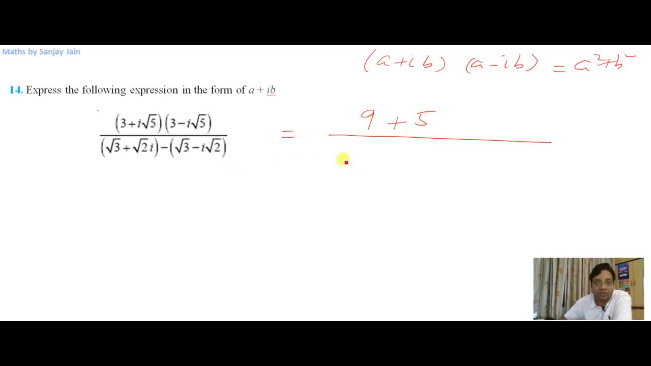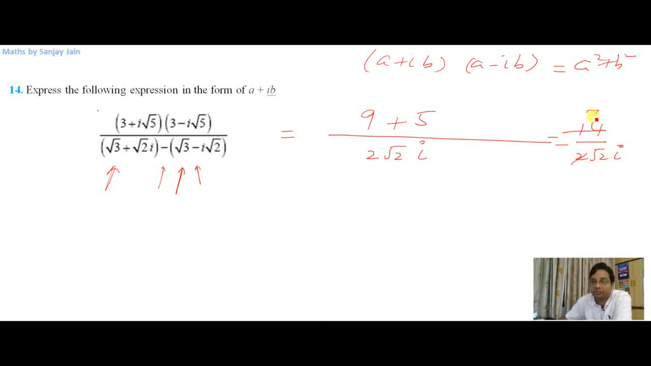And what is the denominator? If I subtract these, root 3 will be cancelled with this root 3, and this minus will make it plus. So root 2 iota plus root 2 iota, that is 2 root 2 iota in the denominator. That is what I have in the denominator, and this is 14 by 2 root 2 iota.